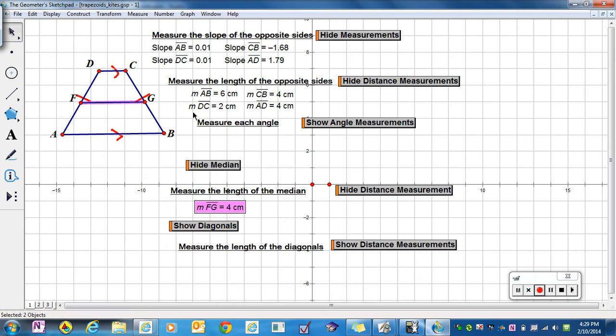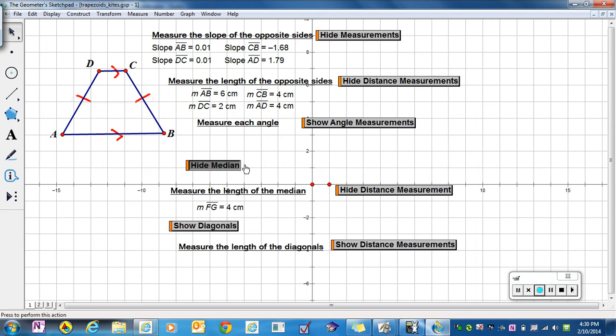And if you look at the length of the two bases, we have 2 and 6, and 4 is in between 2 and 6. So 2 plus 6 is 8, divided by 2 is 4. So this median is half of base 1 plus base 2.